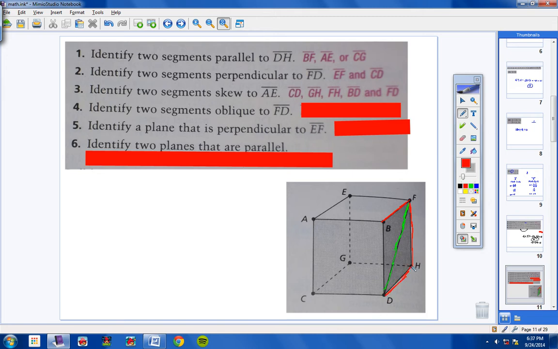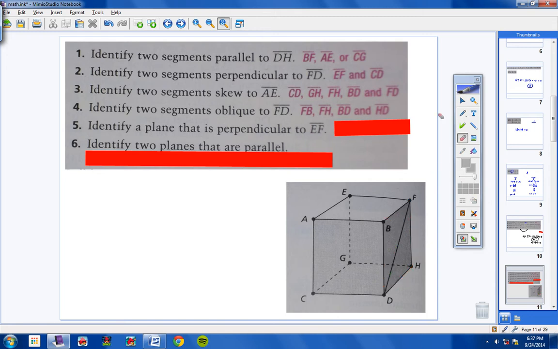DH, I'm naming 4. They only ask for 2, but I'm going to name 4 of them, okay? DH would not be parallel or perpendicular to FD, and BD would not be parallel or perpendicular to FD. So those 4 segments there, FB, FH, BD, and HD, okay?